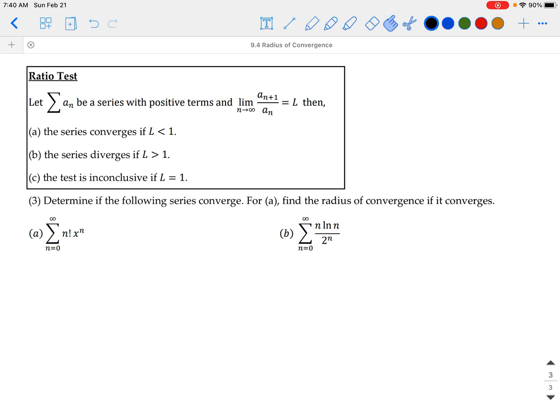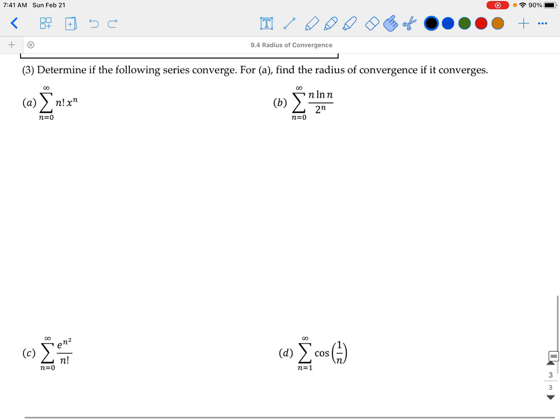So L equals 1 means it could be divergent, it could be absolutely convergent, and it could be what we call conditionally convergent. So those we'll discuss in the next set of notes. But the key idea is that we just really have to take this ratio and consider what this ratio looks like.